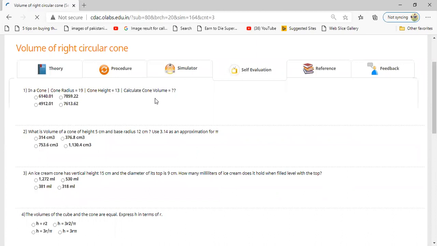Volume of cone is 1 by 3 pi r square h. 19 square into 13 into 3.14 divided by 3. No one? So choose this answer.